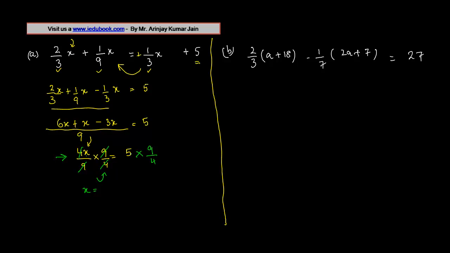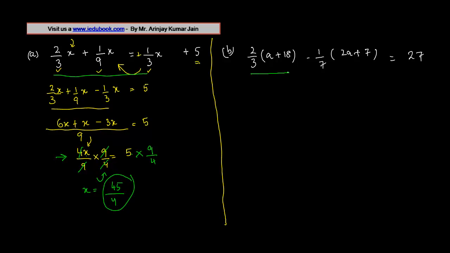On the right hand side, what is the value? 5 into 9 will give you 45 divided by 4. So for the value of x equal to 45 by 4, this equality will hold true. Just give it a shot, try it out at your own end and see whether it works or not.